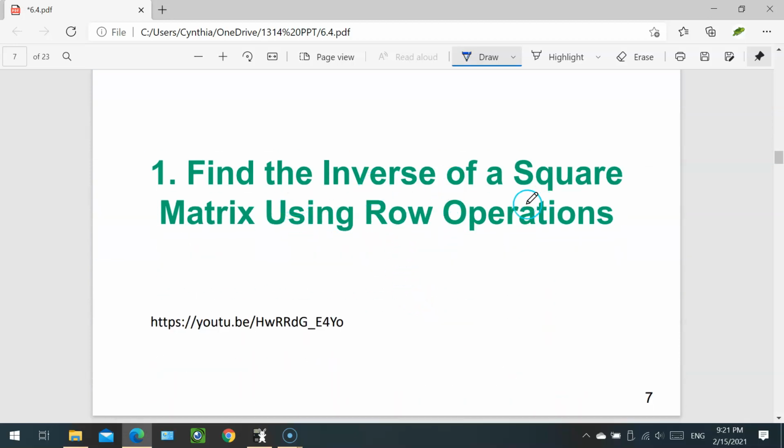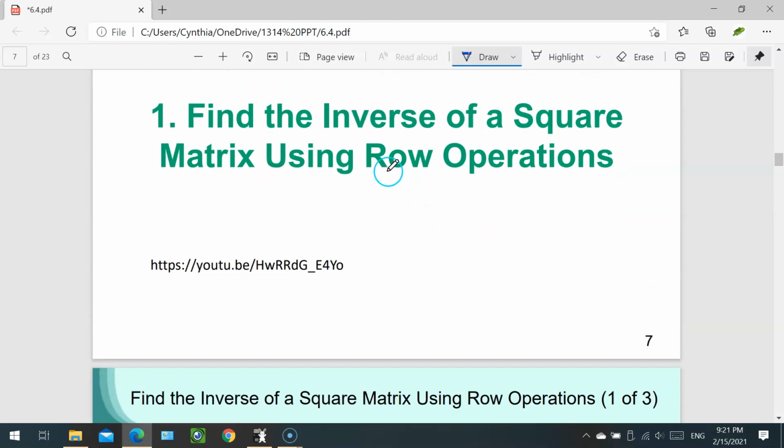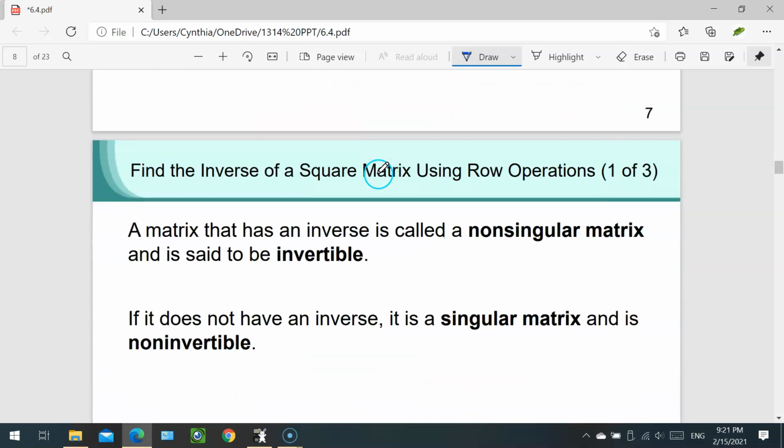How do we find the inverse of a square matrix using the row operation? Most of the time, we use the formula for finding the inverse when you have a 2 by 2 matrix. But that formula only works with the 2 by 2. When we have a 3 by 3 or 4 by 4, we can use the row operation process of finding the inverse, or you can use the calculator. Here I'm going to show you how to do the 2 by 2 manually. And when you have the 3 by 3, we'll go with the calculator.